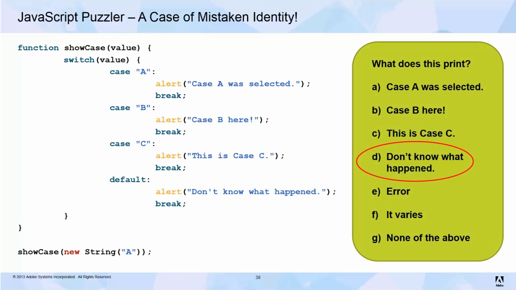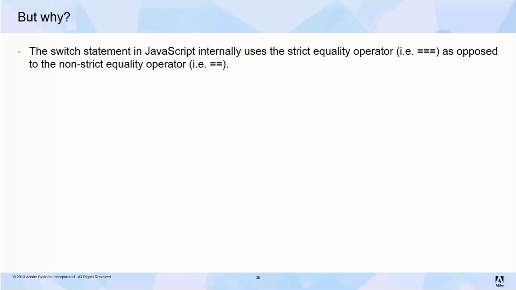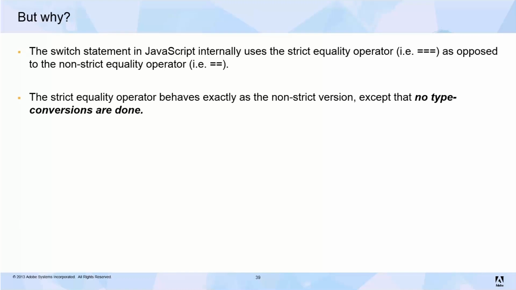So, don't know what happened. So most people got that right. So why did that happen? The reason is because the switch statement internally uses strict equality as opposed to the non-strict equality operator. What's the difference is that strict behaves exactly the same as non-strict, except no type conversion is done. So that's important. Essentially, when you're testing equality using strict equality, it checks 2 things. It checks first, are the types equal? Second, are the values equal?